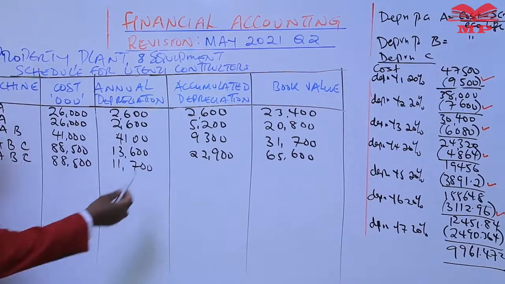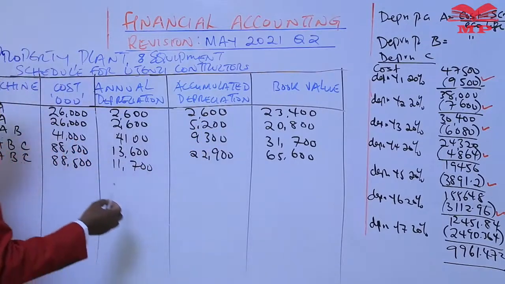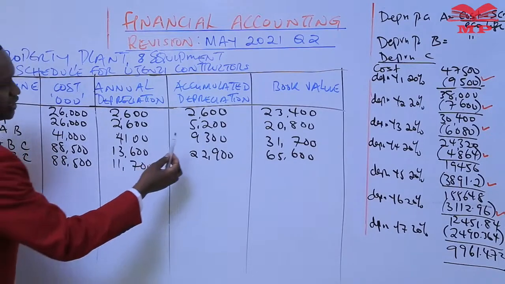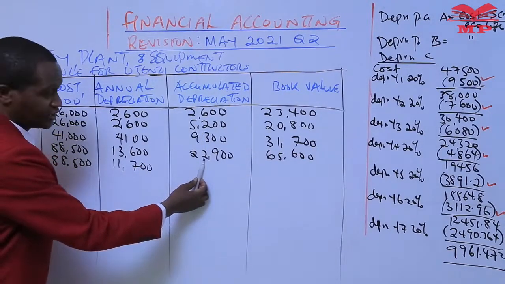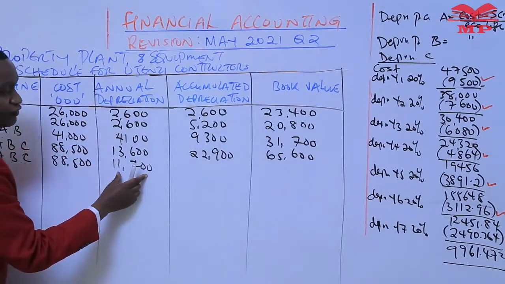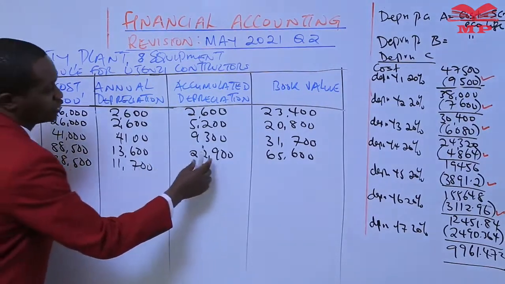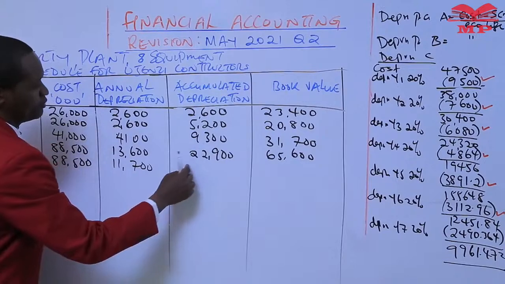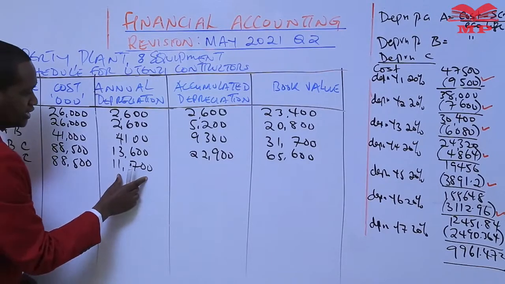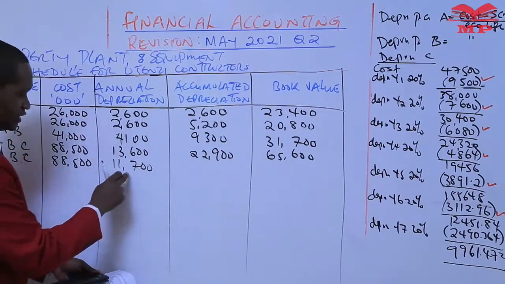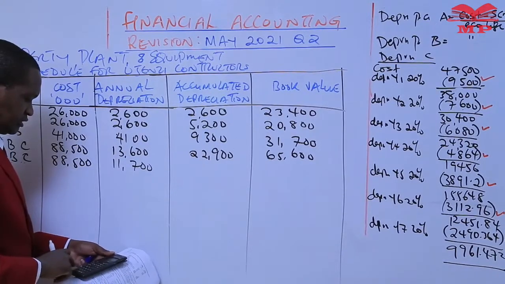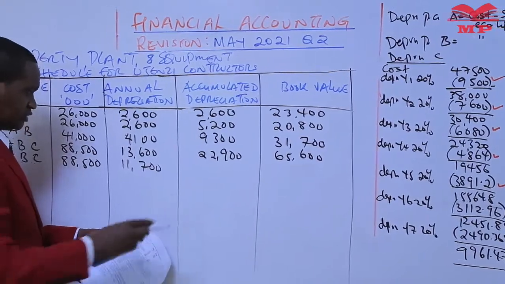Now, when it comes to the accumulated depreciation, candidates, I can avoid the longer method. The shorter method here is we just take the accumulated depreciation at the end of the previous year, and we add the annual depreciation for the current year. So I'm going to take 11,700 plus 22,900.